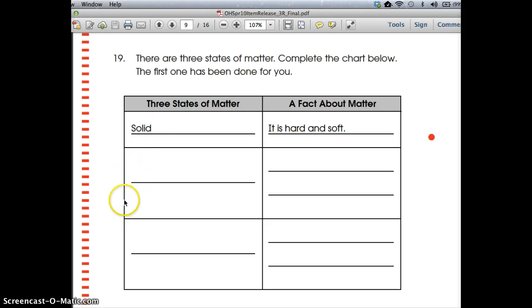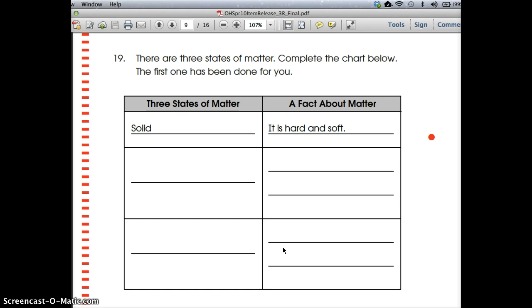You're going to put the other 2 states of matter here. If you put gas for 1 and liquid for 1, those will be 2 points. A point for gas and a point for liquid, or you could have flipped them. And then across from gas, you're going to put something that is a fact about gas. And across from liquid, you're going to put something that is a fact about liquid.